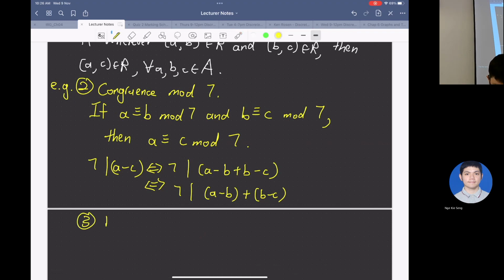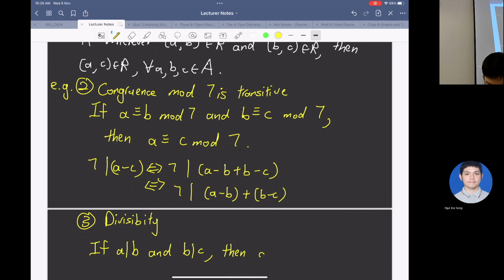Then similarly, if you still remember the divisibility theorem, if A divides B and B divides C, then A divides C. Remember this one? If you don't remember, you can look back. That's why I easily see this theorem, because I know that divisibility is transitive.